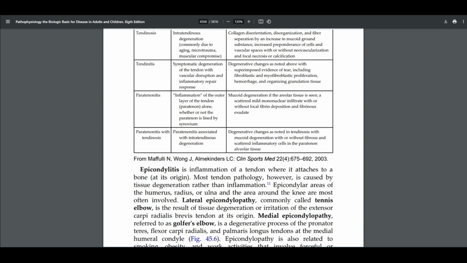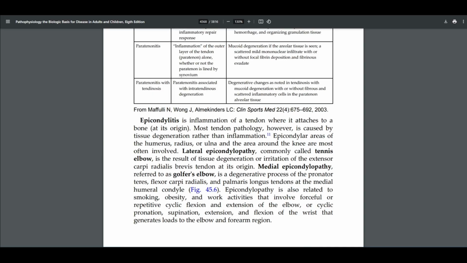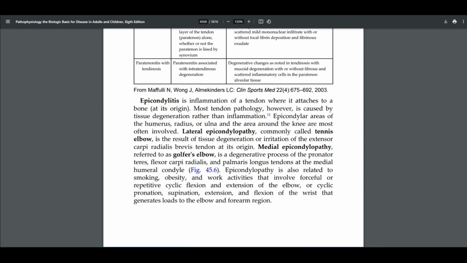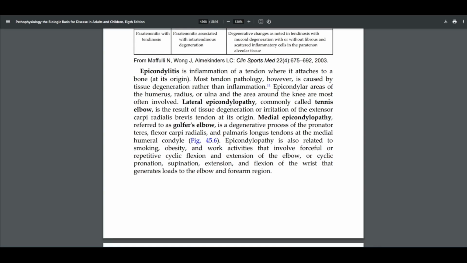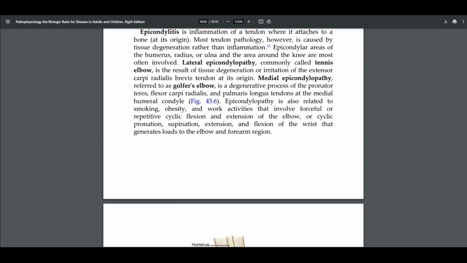Epicondylitis is inflammation of a tendon where it attaches to a bone. Most tendon pathology, however, is caused by tissue degeneration rather than inflammation. Epicondylar areas of the humerus, radius, or ulna, and the area around the knee are most often involved.